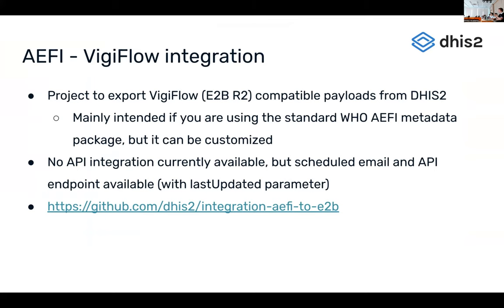So if you get a COVID vaccine and you have a bad reaction to that, that's usually reported in a global system called Vichyflow. And that ends up in another system called Vichybase. Now we have created a small script for that that basically allows you to automate that process.